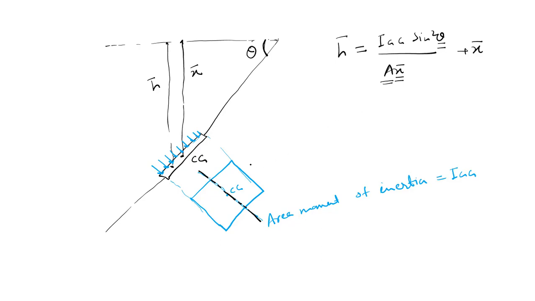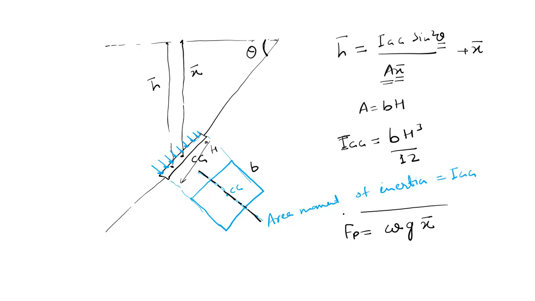So let's suppose the width is B and this is H, so A will be B into H. What is Igg? Igg is nothing but BH cube upon 12 for a rectangle. And what will be the net pressure force Fp on this? It will be nothing but omega G into x bar, right? That we have learned already. Sorry, omega A x bar.